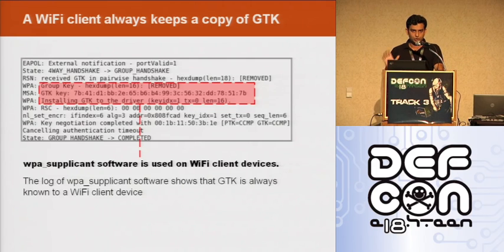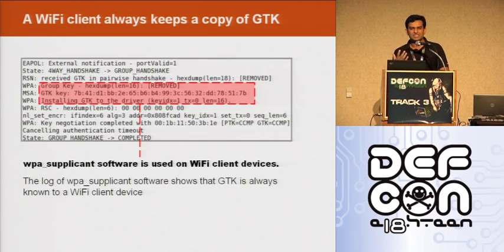And here I'm showing you a log of a Wi-Fi client device. There is a software called WPA supplicant which runs on client devices, and it shows that the client has a copy of GTK available. So the group key is always available and always known to the client device. Why does the client keep a copy of GTK? Because it has to decrypt packets coming from the access point.